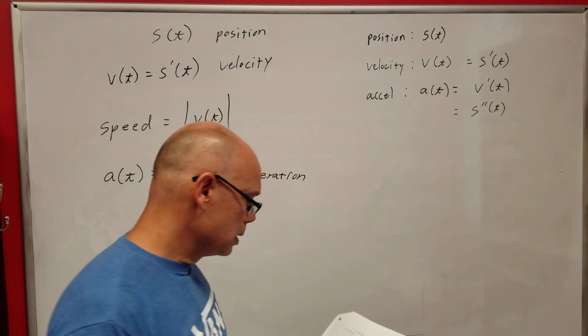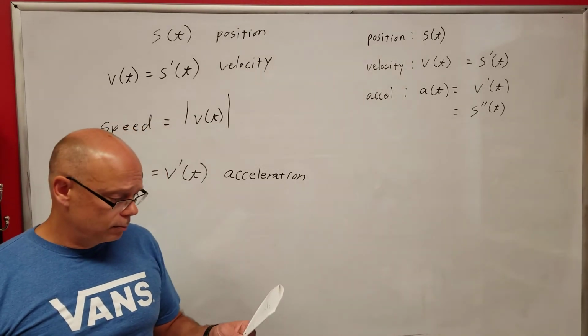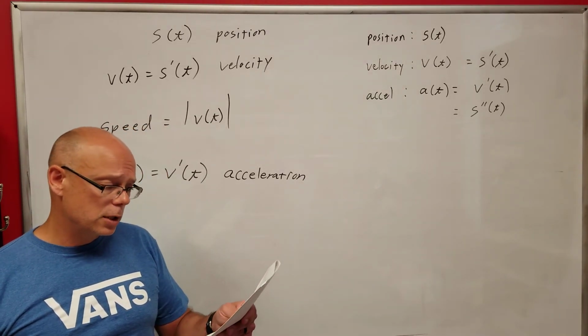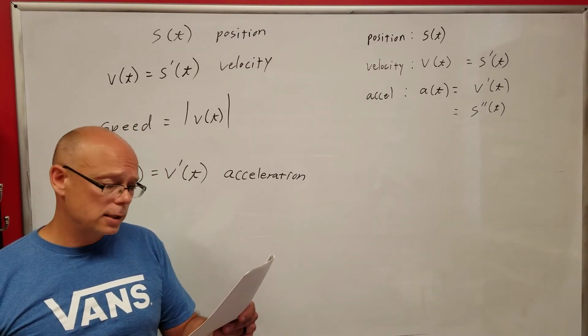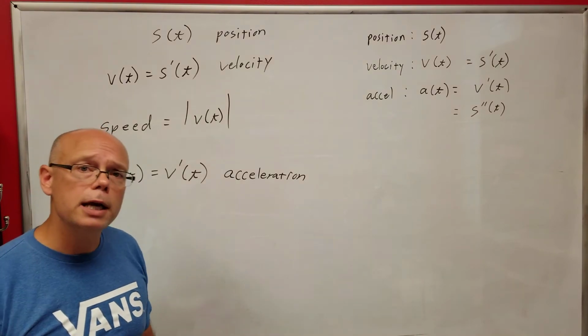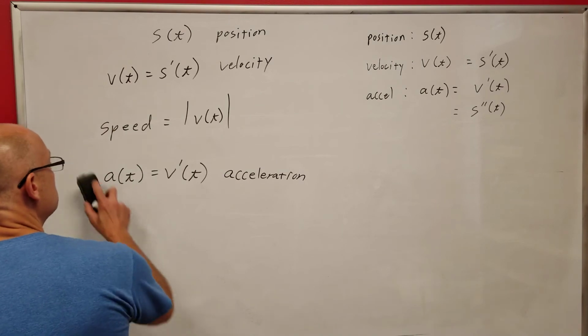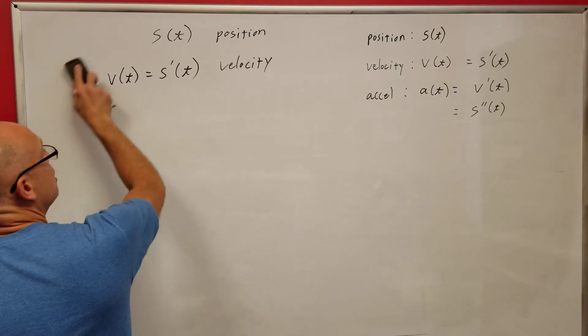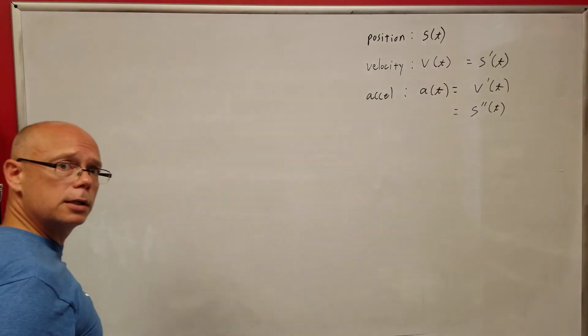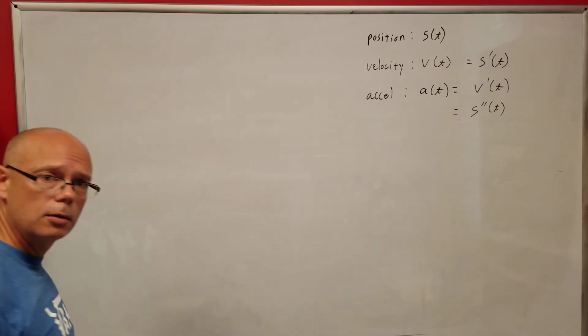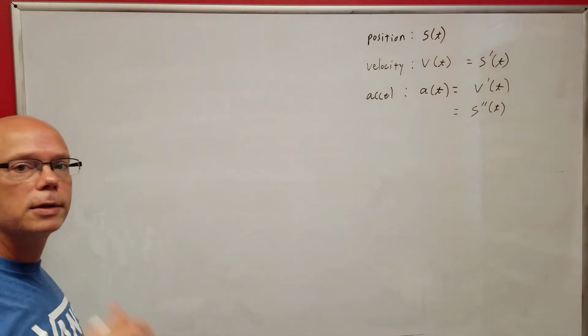Then your book goes on to say, or your notes you could say, a particle in rectilinear motion is speeding up when its velocity and acceleration are of the same sign, and slowing down when they have opposite signs. Okay, let's look at that for a second. A particle in rectilinear motion is speeding up when its velocity and acceleration are of the same sign.